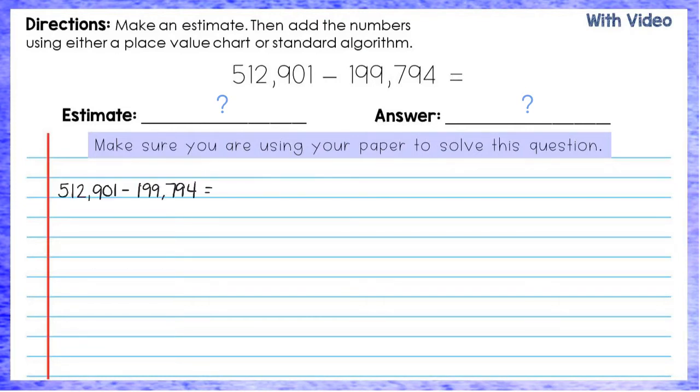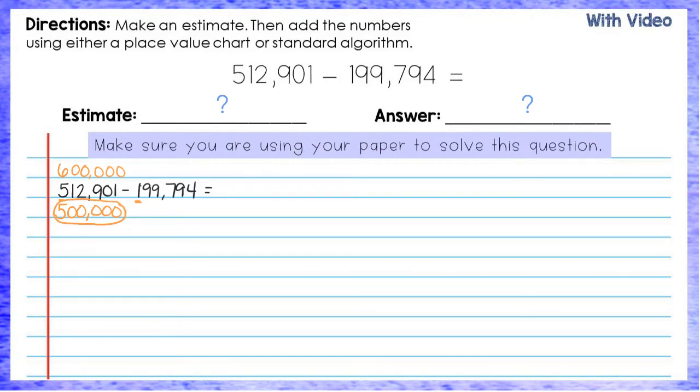Now we're going to round to the nearest 100,000 because that's the largest place in both numbers. So 512,901 will either round down to 500,000 or up to 600,000. Now I want you to think, is 512 closer to 500 or is it closer to 600? It's closer to 500. So we're going to round down to 500.